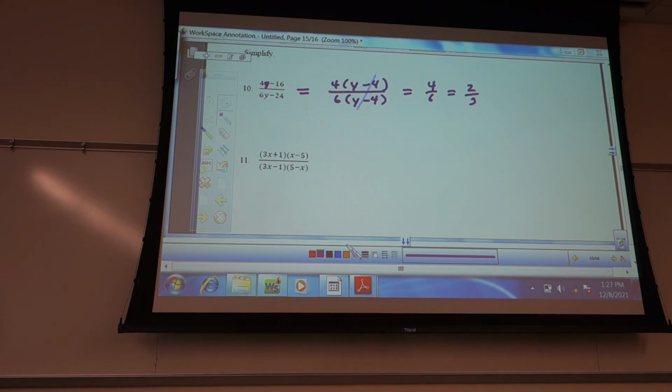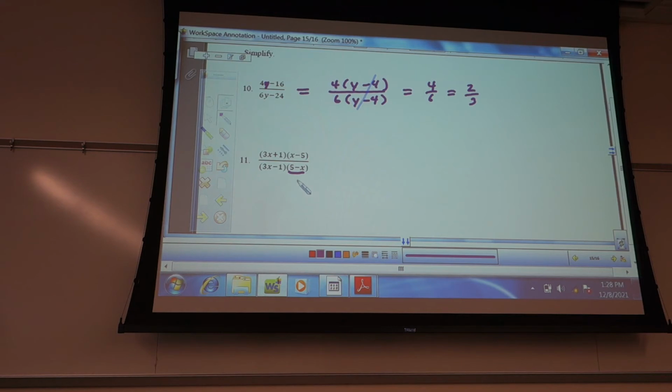All right, so the bottom one. How about the bottom one? 3x plus 1 times x minus 5 over 3x minus 1 times 5 minus x. Can I cancel out the 3x plus 1 and the 3x minus 1? No, you can't, because that plus and that minus locks them in. Can I cancel out just the 3x and the 3x? No, because again, it's that plus 1 and minus 1 that locks you in. That's a whole piece. But I should always have my x in front.